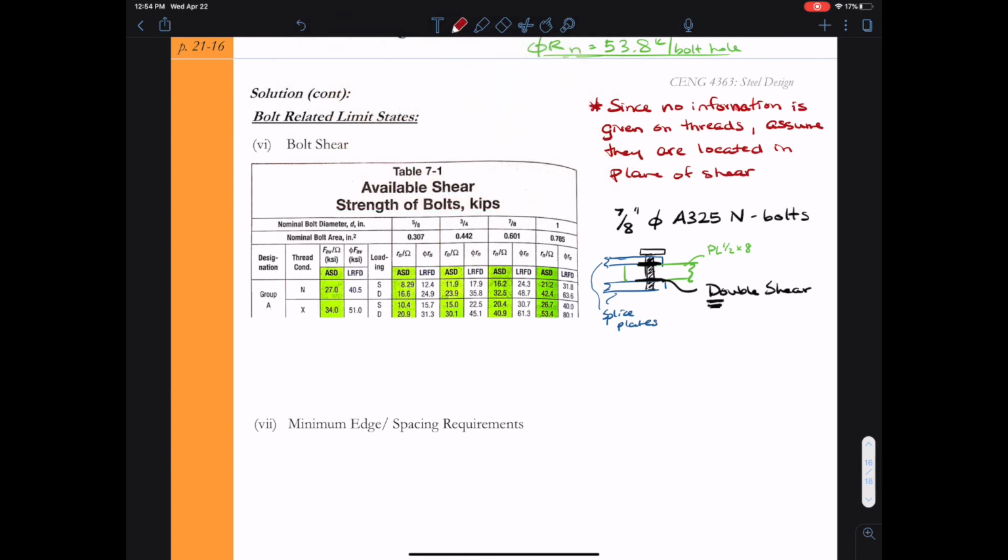So moving through the table, I see I'm in group A. I'm in a thread condition N. I'm in double shear D for a 7/8 inch diameter bolt. My capacity is 48.7 kips per bolt hole. And so now I have the total shear capacity of my bolt.